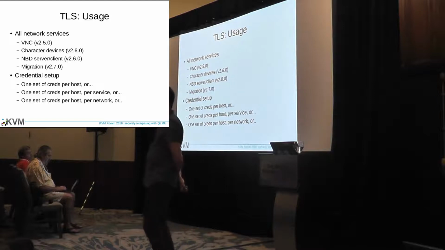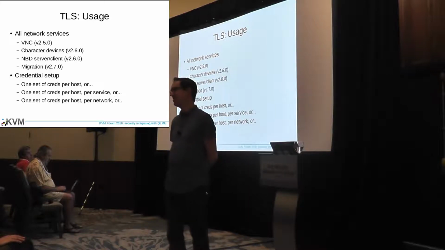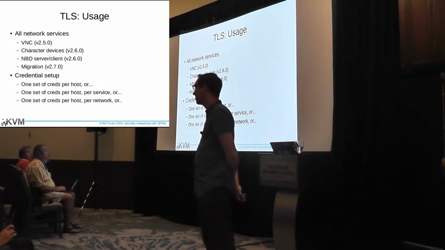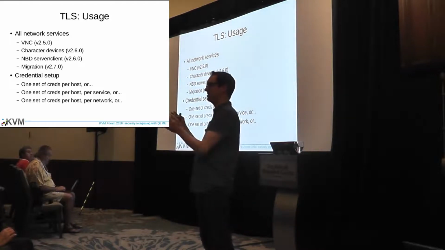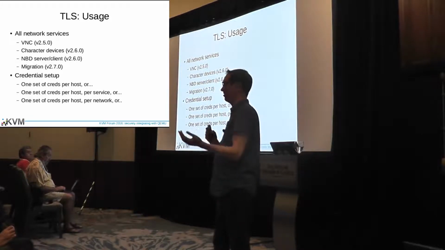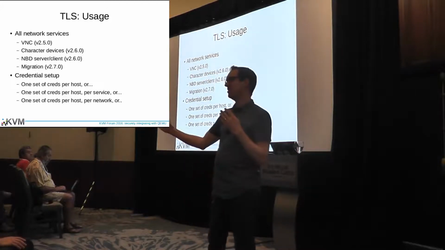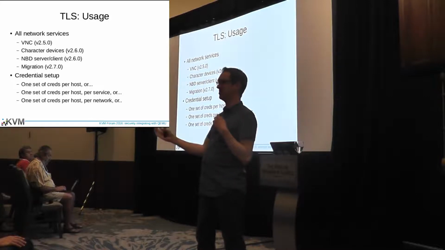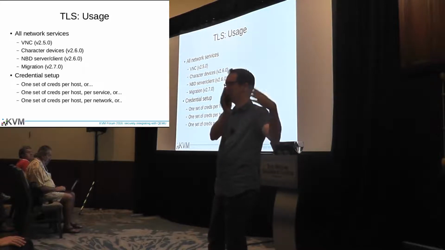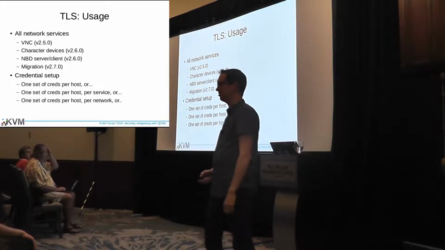So when configuring TLS certificates, there's a couple of different ways you can go about this. And the way you want to choose depends on your deployment scenarios, really. You could just have one set of TLS certificates for the entire host. So VNC, serial console, migration all use the same certificates. Or you might want to give different certificates to different services. So the VNC server and serial console might want to have one set of credentials, and the migration and NBD server might want to have a different set of TLS credentials.